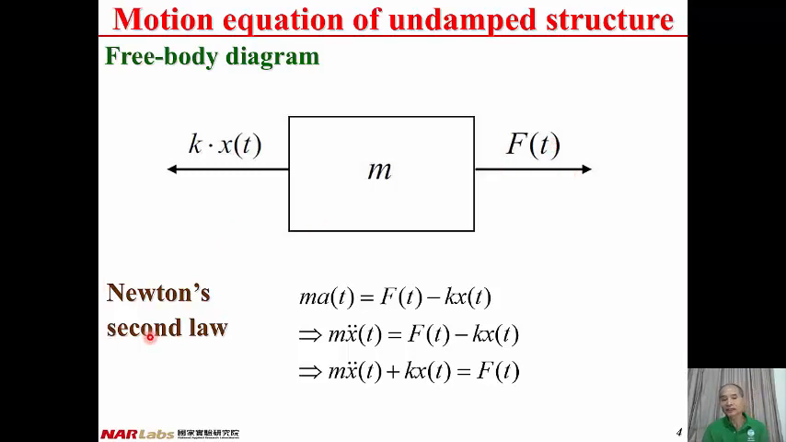From Newton's second law, we have ma(t) equal to F(t). F(t) is positive because it's pointing to the right, minus kx(t). kx(t) is negative because it points to the left. And a(t) is the second derivative of displacement. Therefore, we have m x double dot equal to F(t) minus kx(t). If we move minus kx(t) from the right-hand side of the equation to the left-hand side, then we have m x double dot plus kx(t) equal to F(t). And this is the motion equation of the structure.